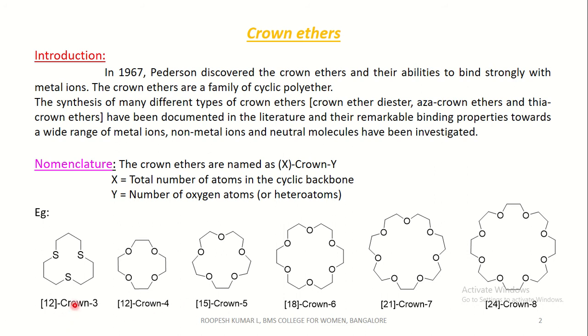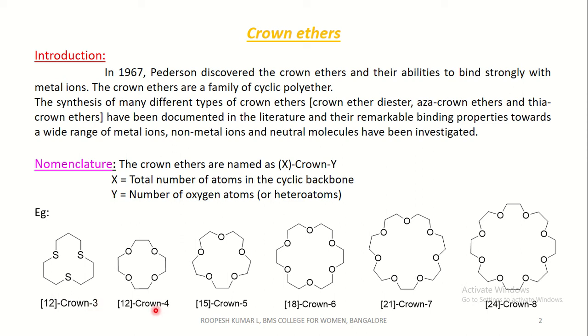Examples are shown here. X denotes the total number of atoms in the crown ether. There are 12 atoms including carbon and sulfur, and this looks like a crown, hence it is named crown. And Y denotes the number of oxygen atoms or heteroatoms, and here there are 3 heteroatoms, hence it is called 12 crown 3, and this is a general name.